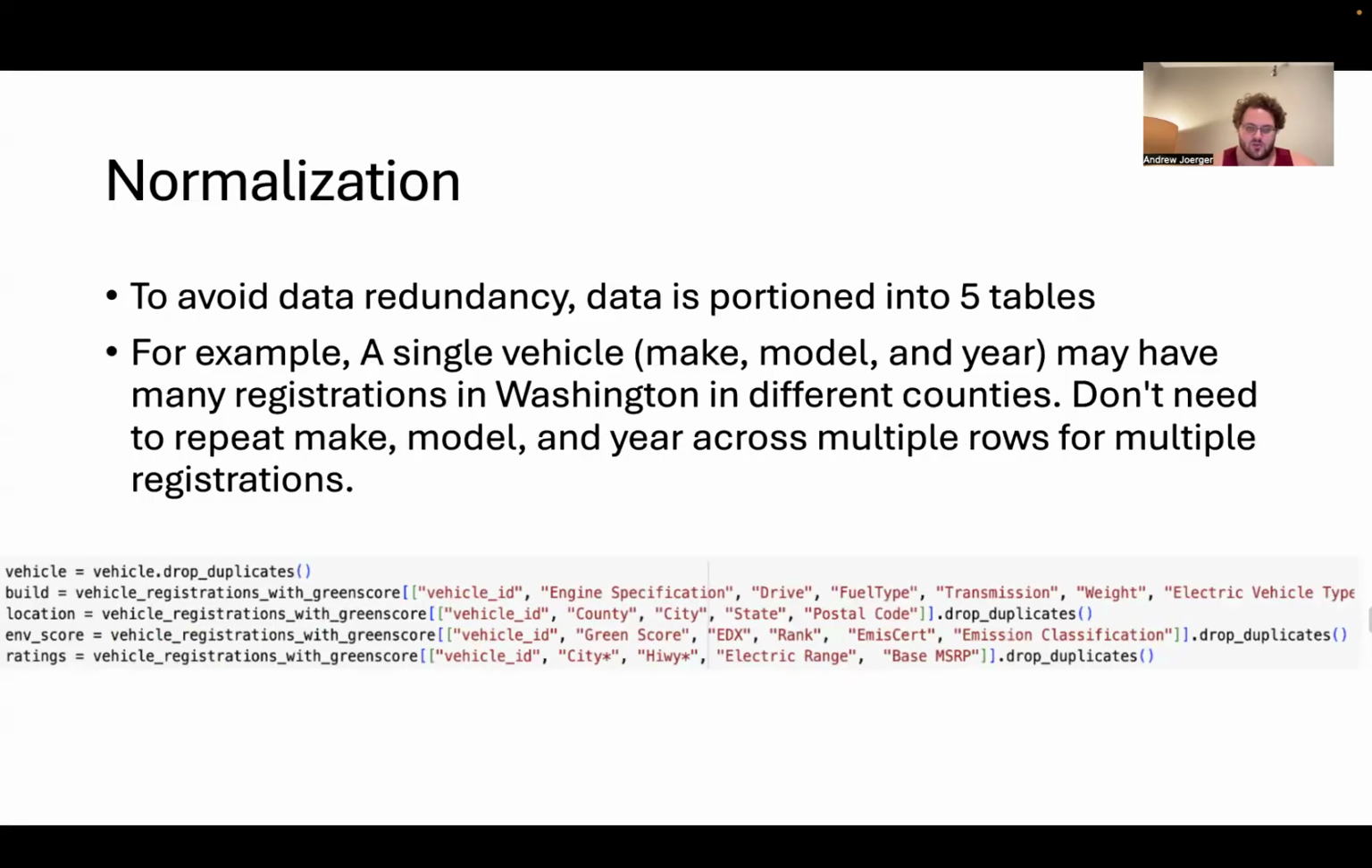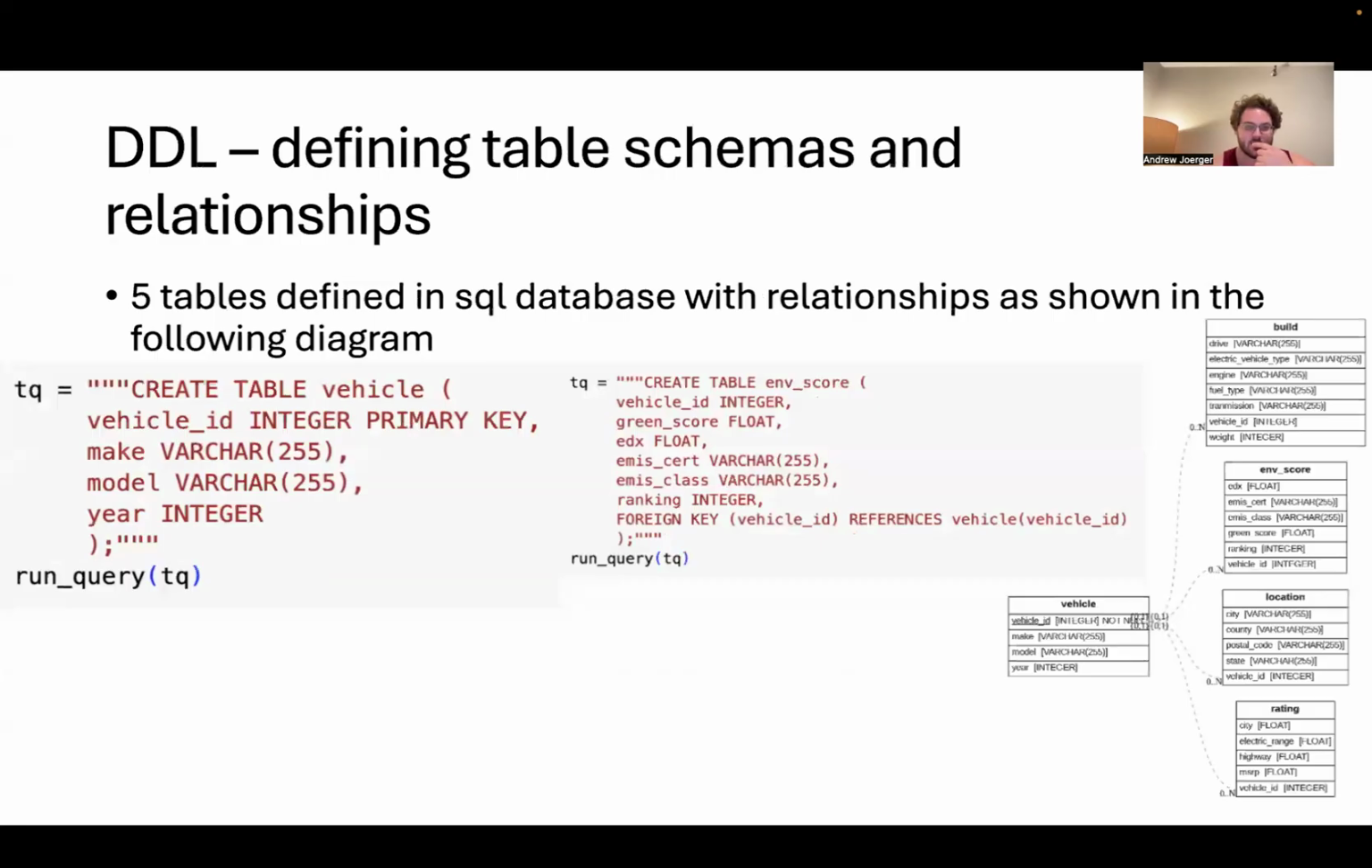So in the code below, you can see me partitioning the data into 5 different data frames and dropping duplicates. That was the first step to normalize it before putting the data into database tables. The next step was to create those tables. I decided to create 5 tables in SQL.